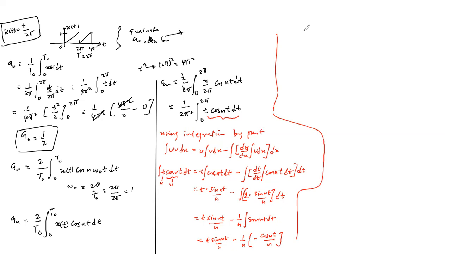So in this case, the integral of t cos nt dt will give us t sine nt over n, minus times minus will give us plus, 1 over n times n is n squared, then cos nt.